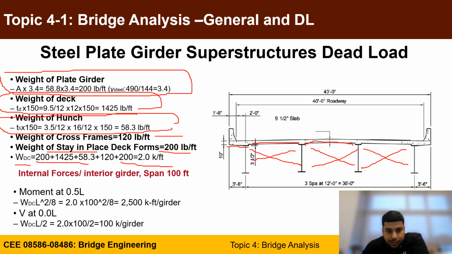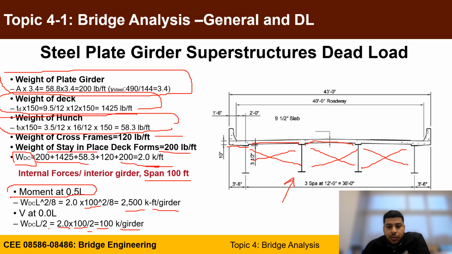Now you have calculated all the DC information. You can now calculate your moment at midspan using wL squared over 8. In this case, we have a span length of 100 feet, so make sure that you use 100 feet for L squared over 8 and multiply it by WDC. You get 2,500 kip-feet per girder, and this is for the interior girder. And the shear is WL over 2. Your WDC is 2 from this calculation, your L is 100. Divide by 2, you get your shear as 100 kip per girder.